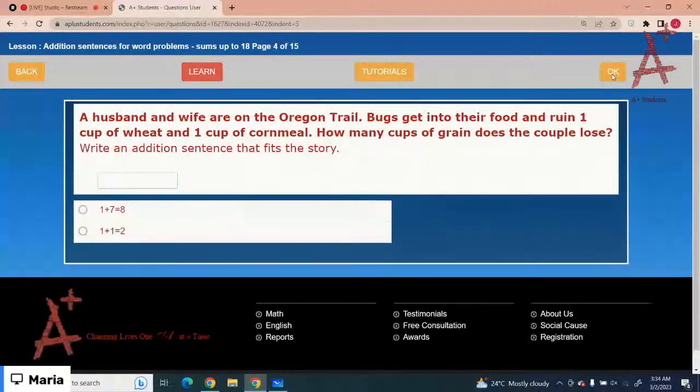Yes, that is option number 2. Got it? 1 plus 1 equals 2. So just select the correct option and click on the OK button.